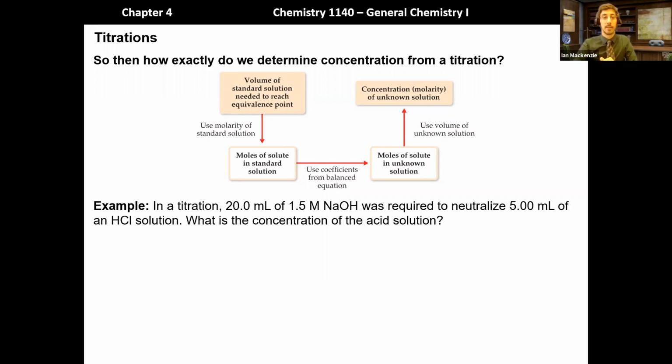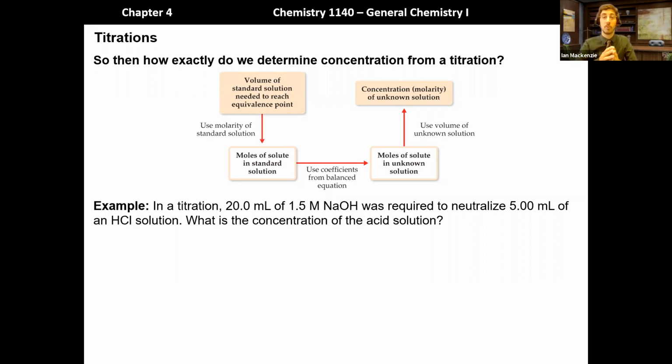Let's do this practically. In a titration, we used 20.0 milliliters of 1.5 molar sodium hydroxide to neutralize 5.00 milliliters of an HCl solution. What is the concentration of the acid solution? So this is just like we showed in the example. The acid solution, HCl, is the one we don't know the concentration of. The standard solution is the sodium hydroxide. We know its concentration, and we did the titration to figure out the volume required to reach the equivalence point. And we know the initial volume of acid. So we simply follow our process down.